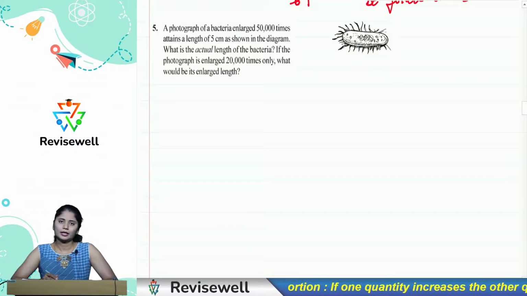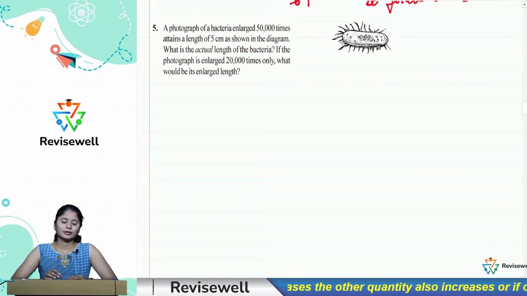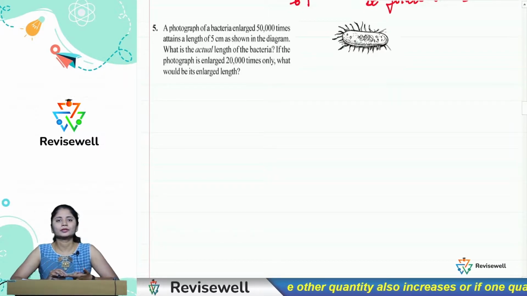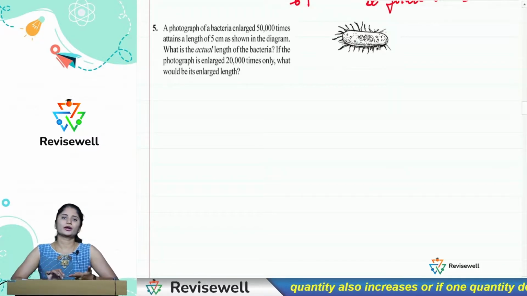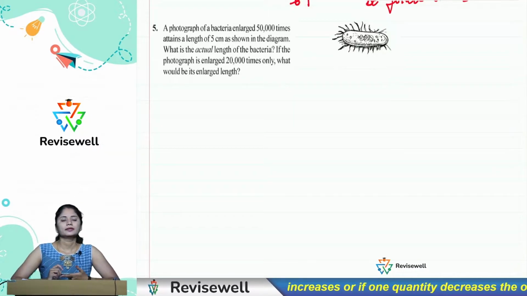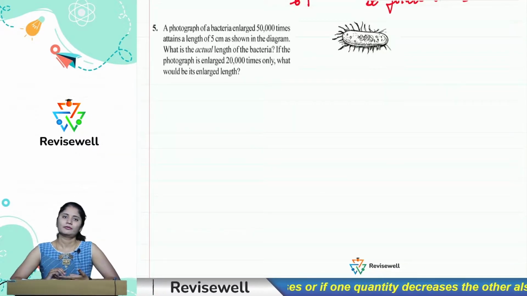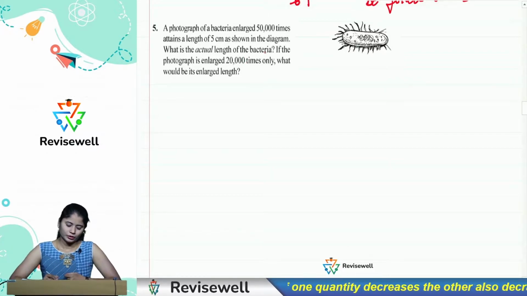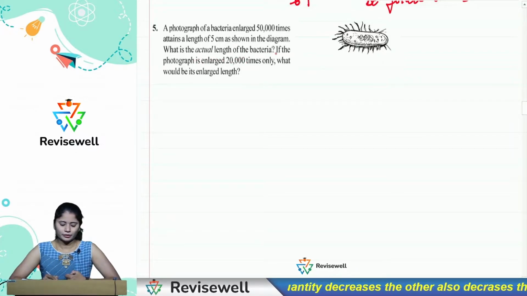A bacteria is enlarged 50,000 times and attains a length of 5 centimeter as shown in the diagram. That means the photograph you are zooming in or zooming out. So when you are zooming out 50,000 times, the size of the bacteria will be 5 centimeter. What is the actual length of the bacteria?